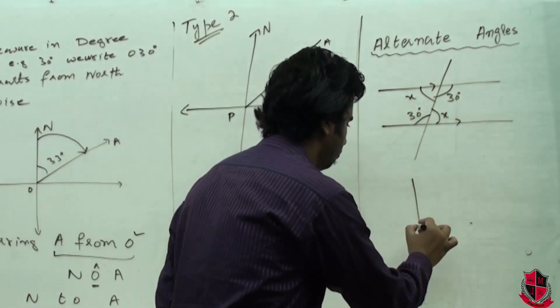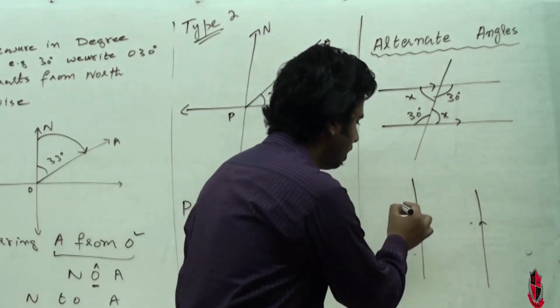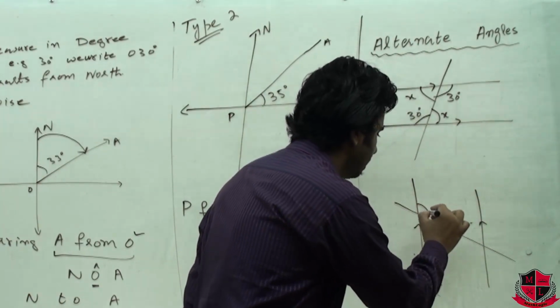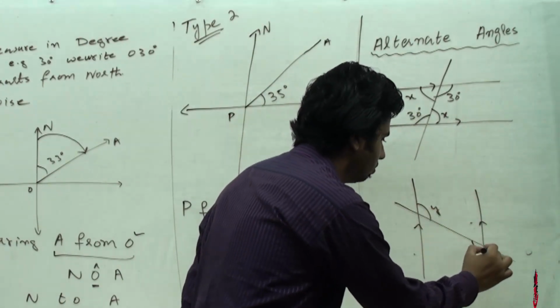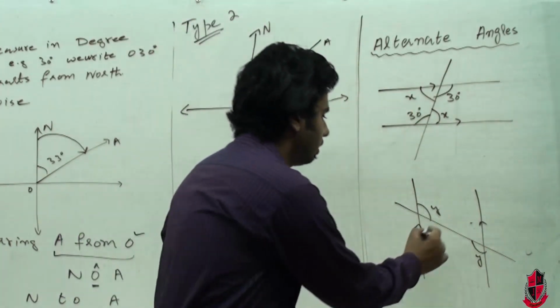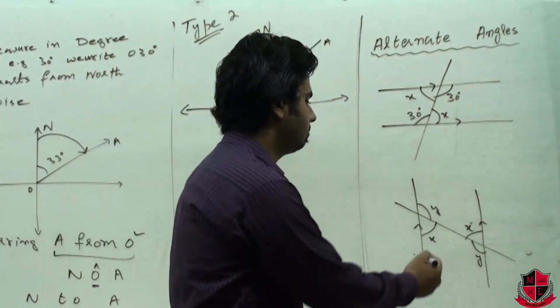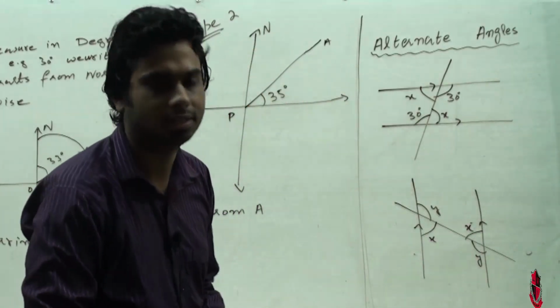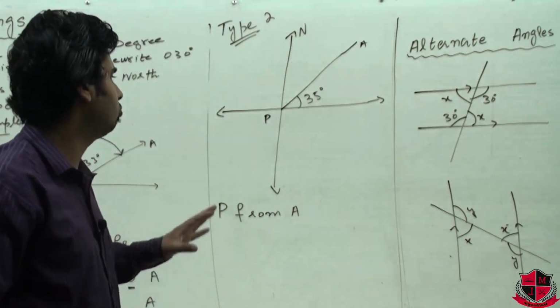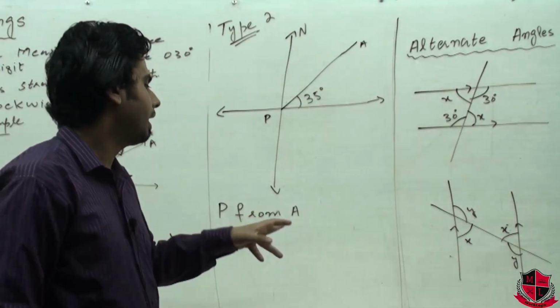We can study it another way as well. If we have these two parallel lines and a transversal, and this angle is y, then this angle is also y. So this pair of angles is known as alternate angles. If this angle is x, then this angle will also be x, and this pair is also known as alternate angles.